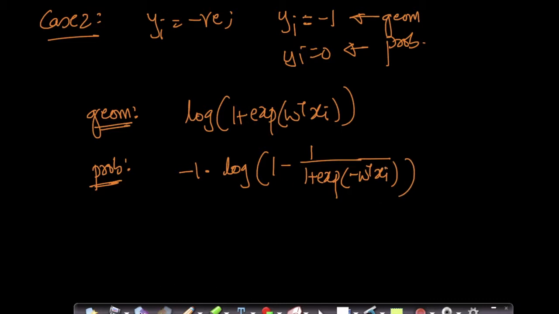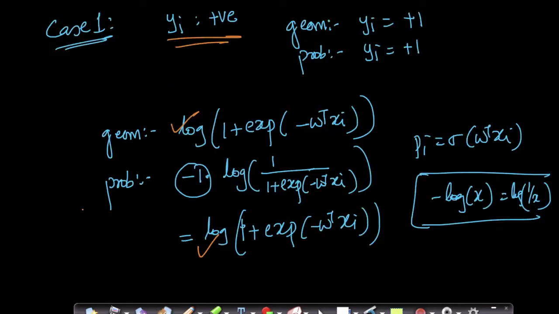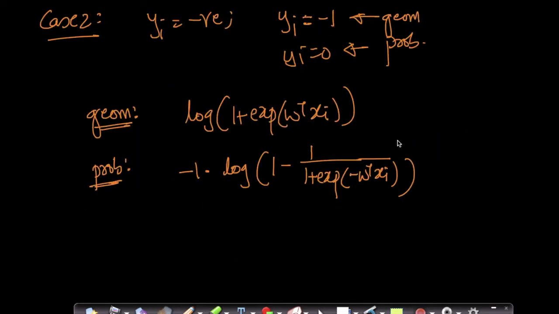Right? Why is it so? Again, let's go back here. Minus 1, this becomes 0. So because yi equals 0, log of 1 minus pi. What is pi? The sigmoid function of w transpose xi. Right? That's what I wrote here.